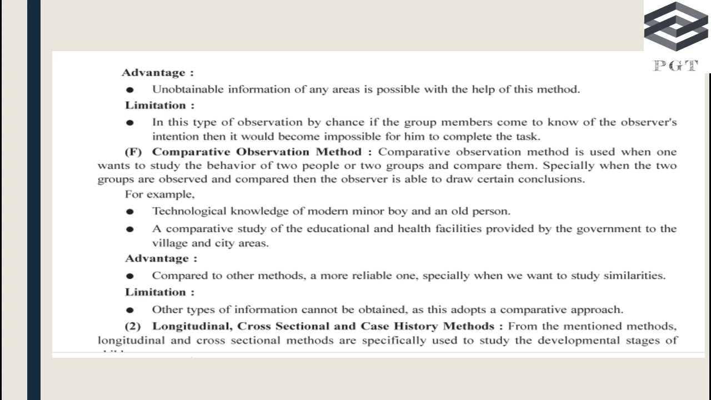Okay. Comparative observation method, in which we study the behavior of two people or two groups and compare them. Especially when two groups are observed and compared, the observer is able to draw certain conclusions. For example, the technology knowledge of a modern boy and an old person. If we compare modern people with older people on education, the older people got many more marks as compared to modern people.